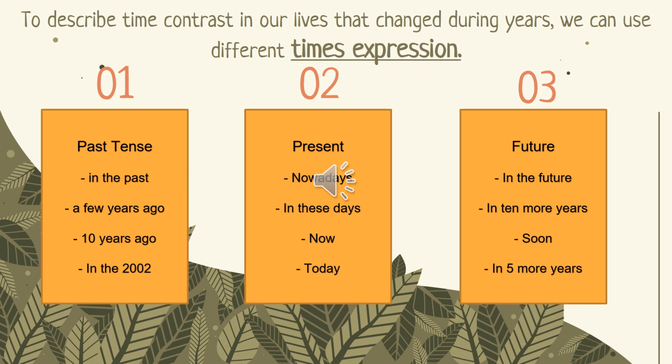To describe time contrast in our lives that change during years, we can use different time expressions. The first is past tense. Time expressions that we can use are in the past, a few years ago, 10 years ago, in 2002, and etc. The second, in present, the time expressions that we can use are nowadays, in these days, now, today, and etc. The last is future. The time expressions that we can use are in the future, in ten more years, soon, in 5 more years.